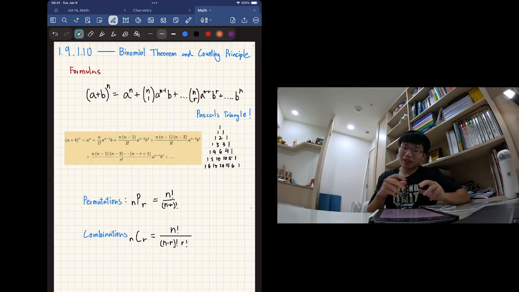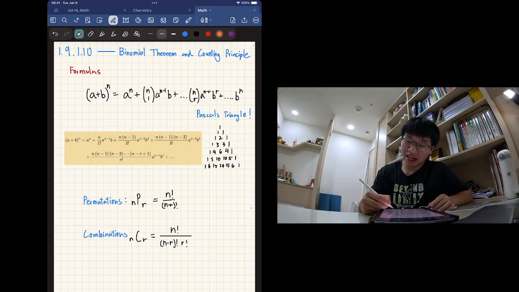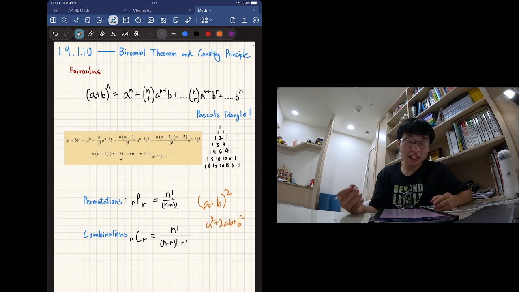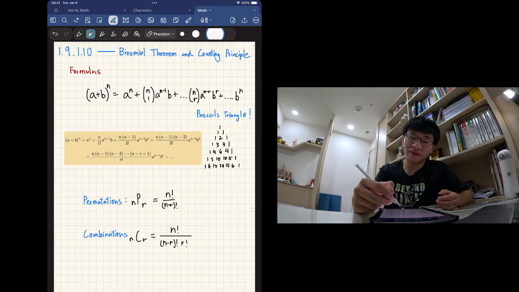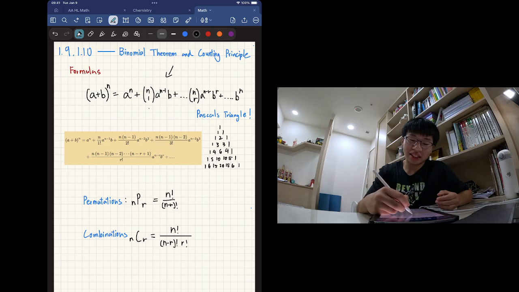And how I would think about this is, for (a+b)², we know this formula is going to be a² + 2ab + b². But how does this work for even higher terms? If you were looking for even higher terms, you're looking at this one. And n choose 1 is like Pascal's triangle.